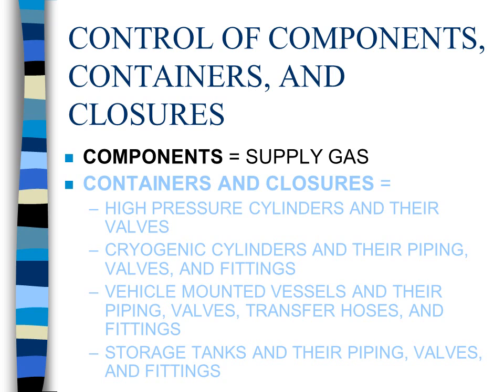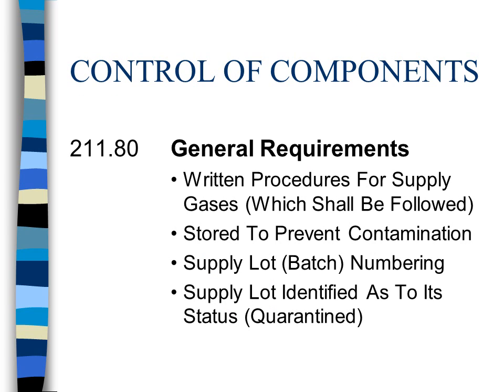Control of the components, the containers, and their closures. Components is your supply gas. For a truck, that is the liquid oxygen D55 or liquid nitrogen D55 that you happen to be using. There's a written procedure for the supply gases which shall be followed. They need to be stored to prevent contamination. They have a supply lot or batch numbering system, and it is identified as to its status.